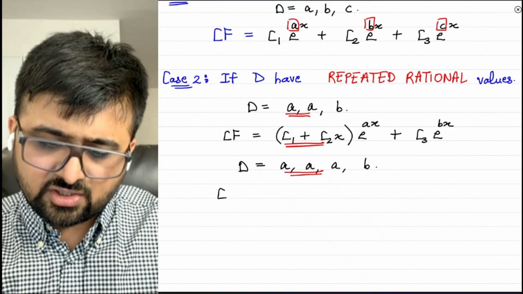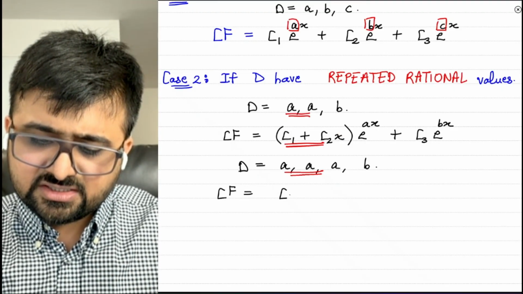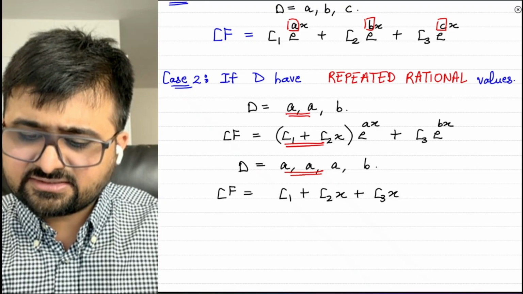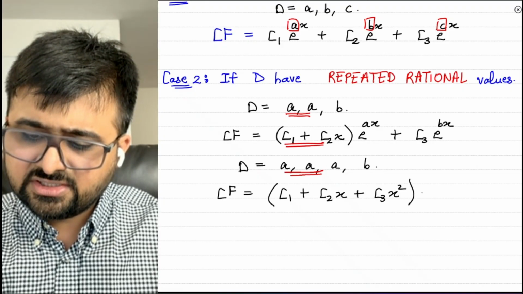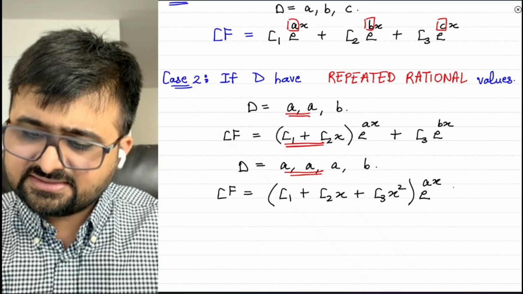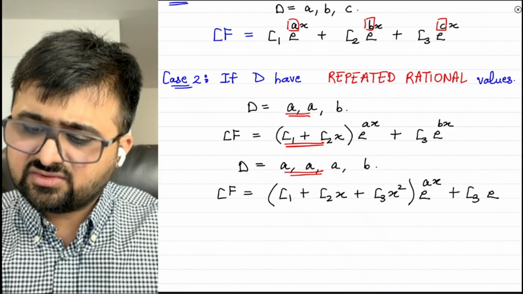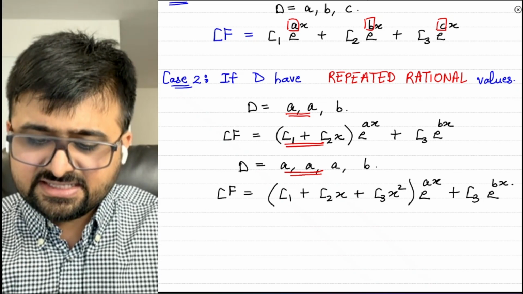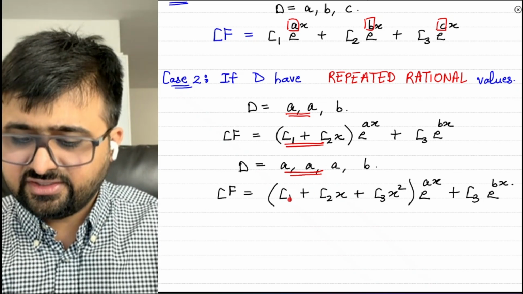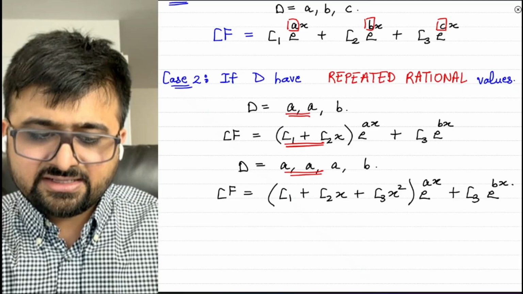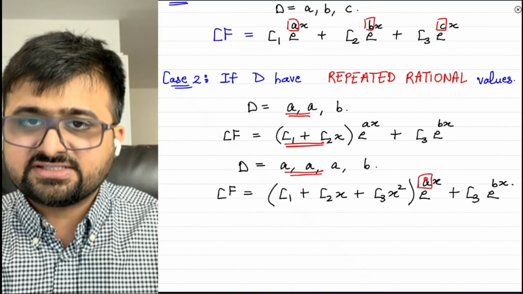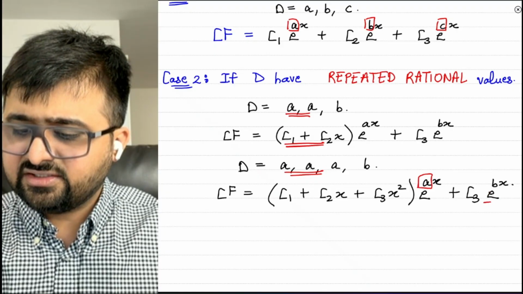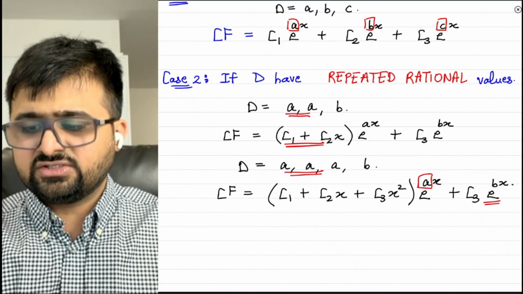So in this case, the complementary function would be c1 plus c2x plus c3x square. You just write a quadratic equation, then write e to the power ax plus c3 e to the power bx. All right, I hope that is making sense. Since this is repeating three times, I write a quadratic equation and then I write e to the power ax, where a is the repeated root, which is repeating three times. And then I write the unique root, which is e to the power bx.